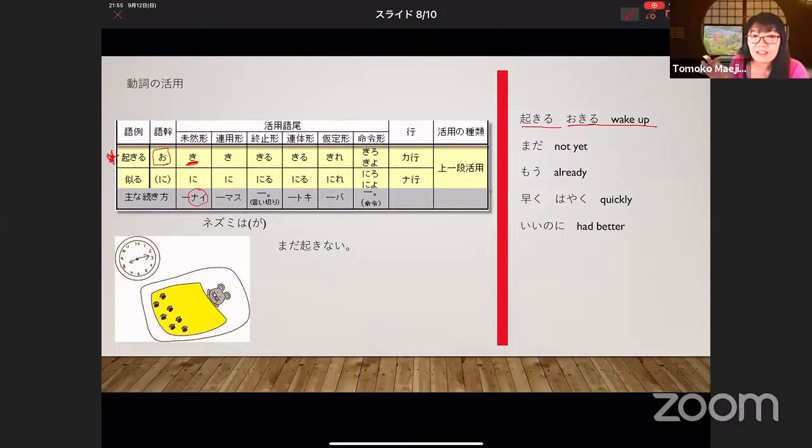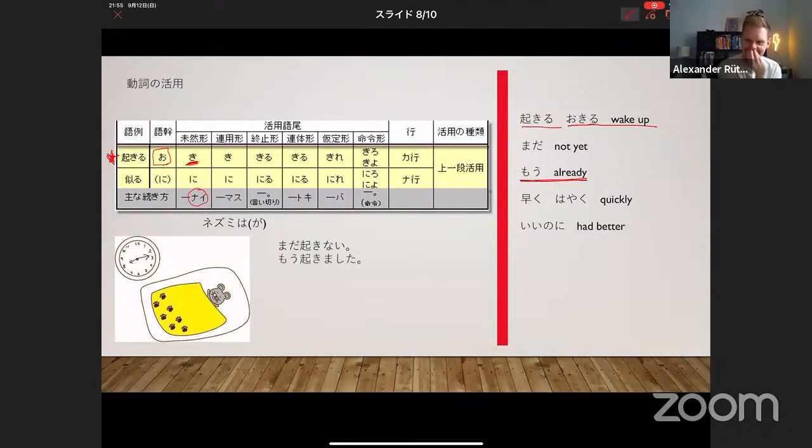So the mouse has woken up. So ました, already woken up. So, Nezumi wa mo okimashita. Yes, it's perfect, it's really, really perfect. ネズミはもう起きました. Very nice.